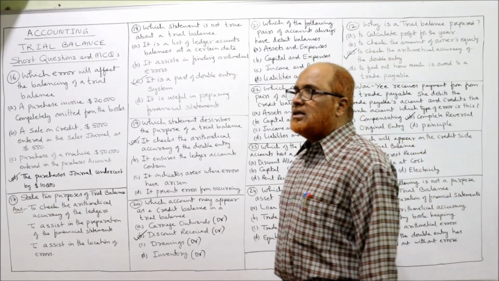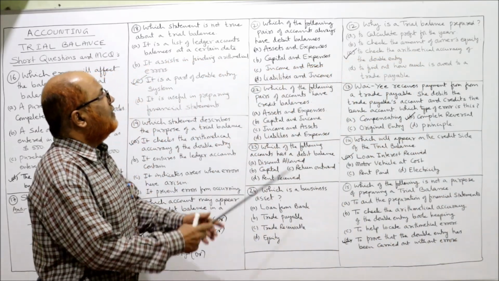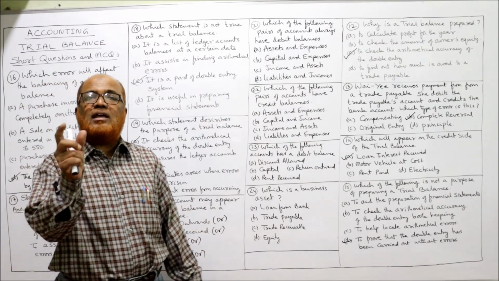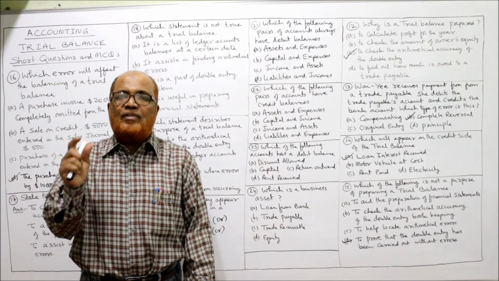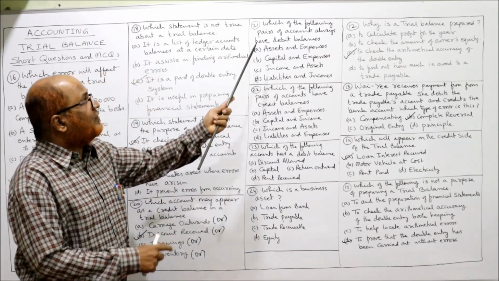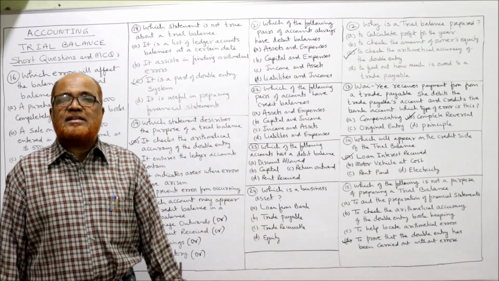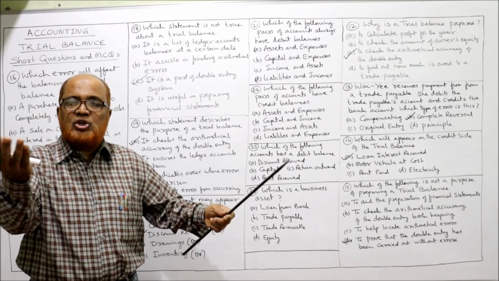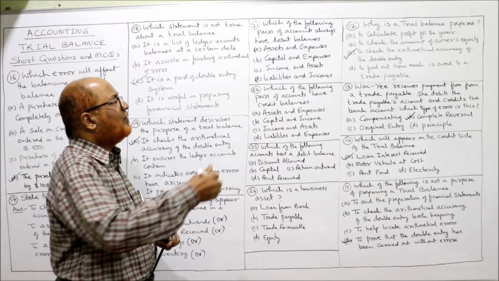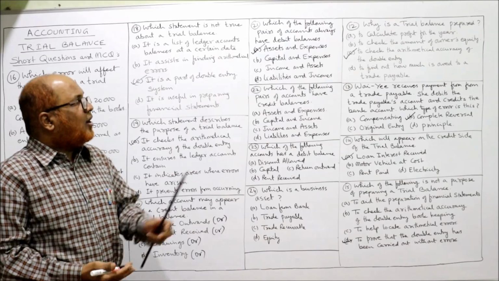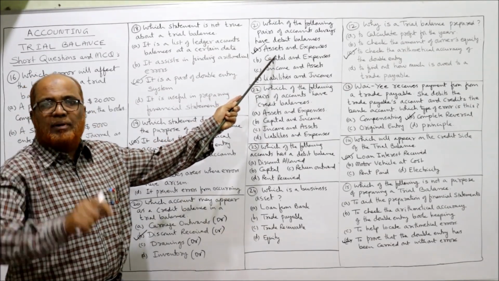Now next, 21st problem. Which of the following pairs of accounts always have a debit balance? Here we are given pairs of accounts. Which pair of accounts always shows a debit balance? First one, assets and expenses. Right. Assets and expenses will show debit balance. The first answer, A bit itself is the answer.